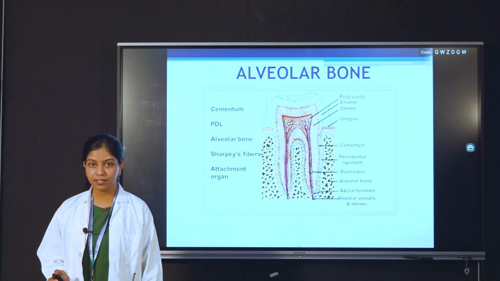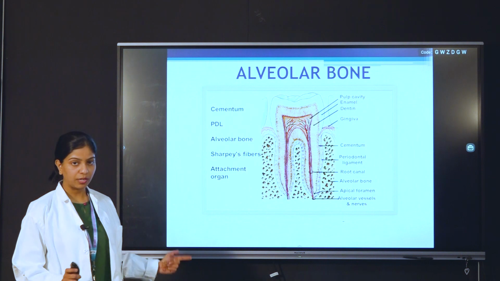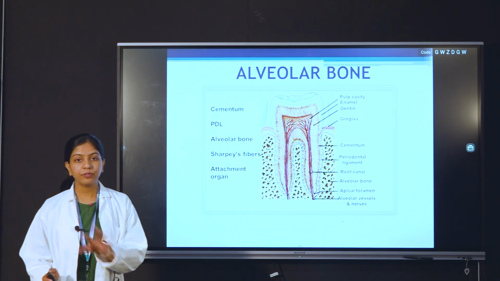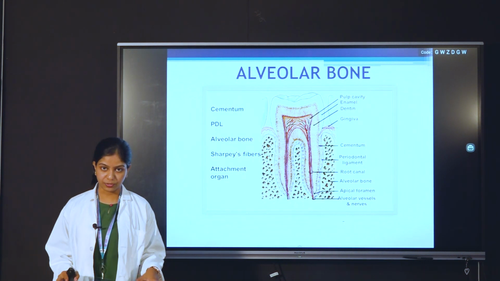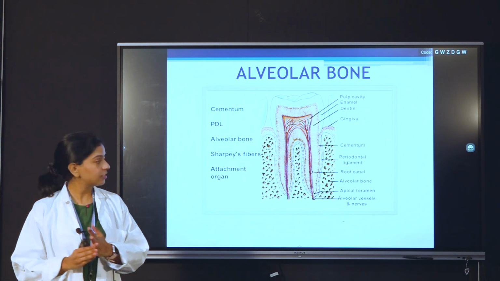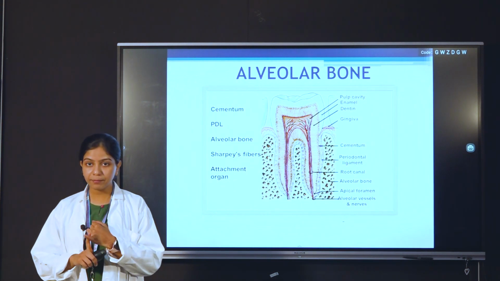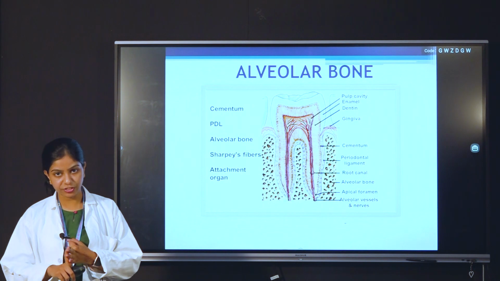I am Dr. Priya, and today I'll be talking about alveolar bone. Now we know that alveolar bone is a part of periodontium, okay? So the periodontium consists of alveolar bone, the cementum, the periodontal ligament and the gingiva.